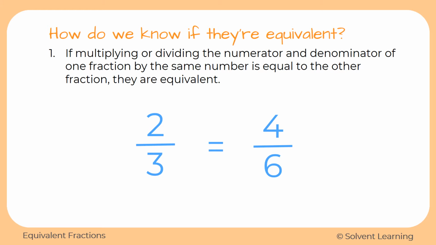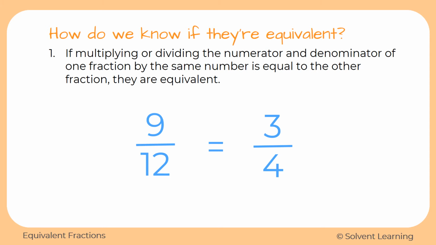If we multiply the 2 in the numerator of the first fraction by 2, it will give us 4 in the numerator of the other fraction. And the same in the denominator. If we multiply that 3 times 2, we get 6. So notice if we multiply the numerator and denominator of that first fraction by 2, and that's very important, we have to multiply by the same number, it gives us the 4/6 that we see in the other fraction. So they are equivalent.